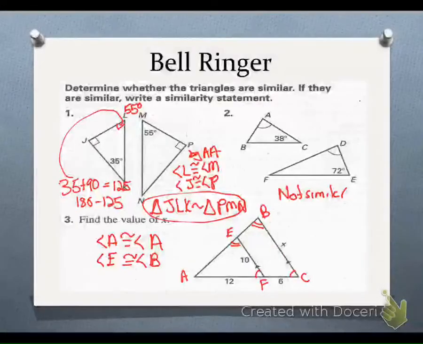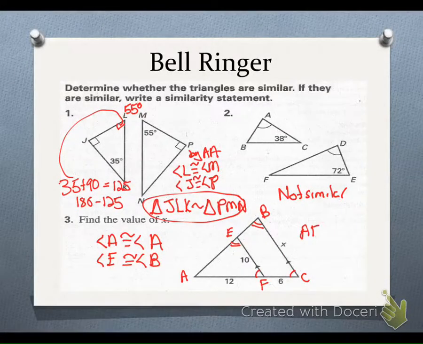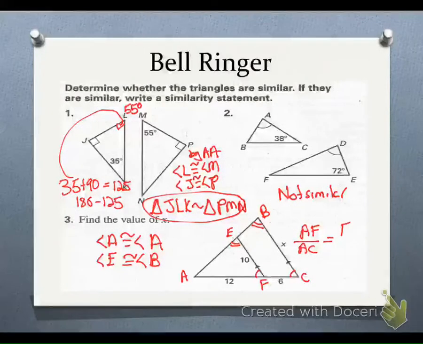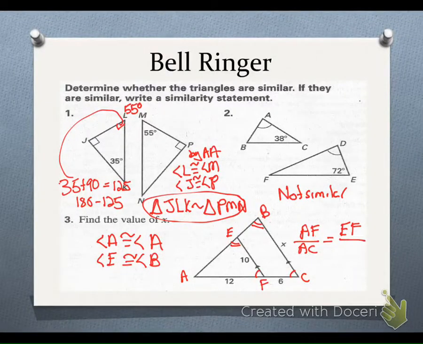So my smaller triangle, we have AF on top. What side corresponds and is going to be proportional to AF? Yep, AE. So AC is going to be what's going to go on bottom. And then up here we see that we have EF, smaller, so it goes on top. EF, it stays with the triangle.